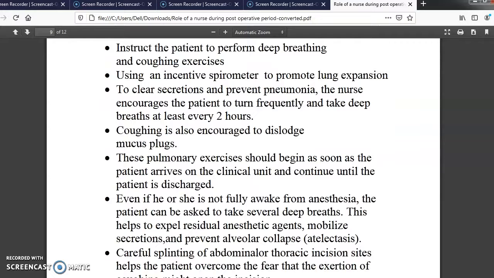Then preventing respiratory complications.